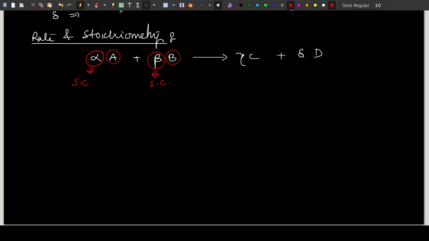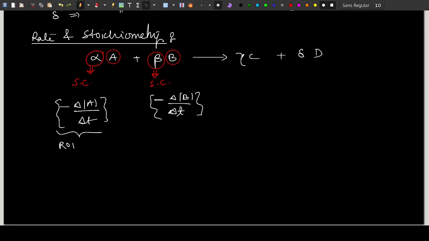Now, we can say here minus delta A upon delta T, and minus delta B upon delta T. This is the rate of disappearance of A, and this is the rate of disappearance of B. What did we say? Alpha moles of A, or alpha concentration of A, is reacting with beta concentration of B.